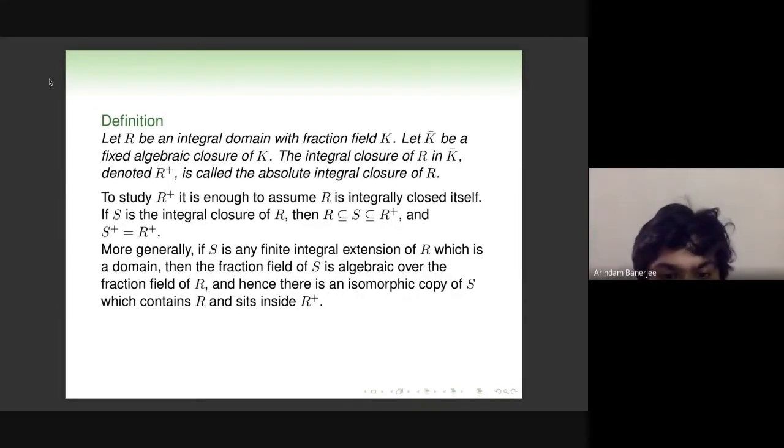So more generally, if S is any finite integral extension of R, which is a domain, then the fraction field of S is algebraic over the fraction field of R, and hence there exists an isomorphic copy of S that contains R and sits inside R plus. So any questions so far? Because I'm just fixing the definitions and so on. You know, lots of PhD students are attending. Any question? All the definitions are clear, definitions and conventions.